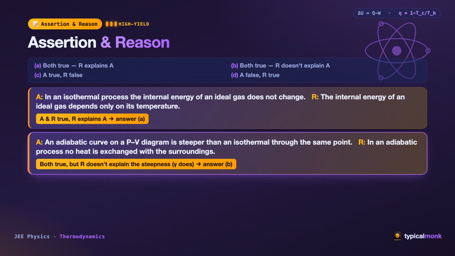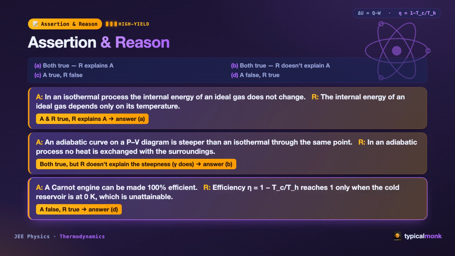Second pair. Assertion: An adiabatic curve is steeper than an isothermal through the same point. Reason: In an adiabatic process, no heat is exchanged with the surroundings. Both are true, but the steepness comes from the gamma factor, not merely from the absence of heat, so the reason does not explain it. The answer is B. Third pair.